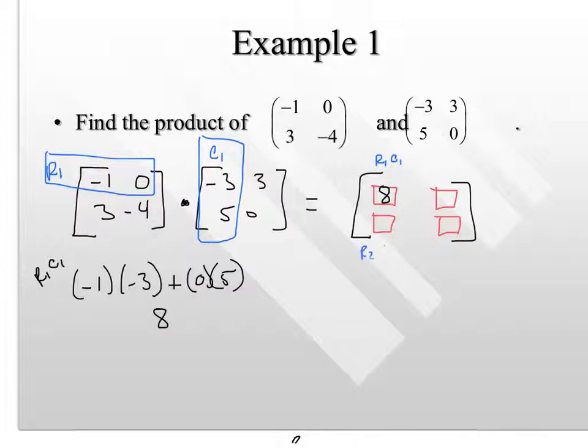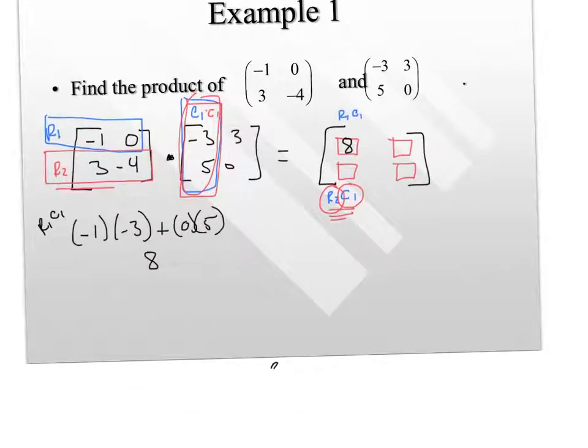This guy is row 2, column 1. So that tells me I need to use row 2, column 1. So I'm going to use this information. The entry in the new matrix that's being created tells me which parts I'm going to use of the two. So if I'm looking for row 2, column 1 in the matrix, I need to use row 2, column 1 in the two matrices that I'm multiplying together. I'm going to go ahead and shrink this a little bit so I have a little bit more room. So here's my work for row 2, column 1.